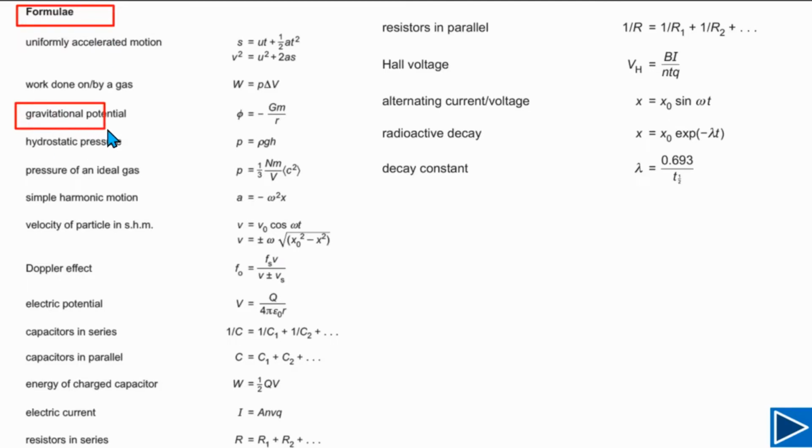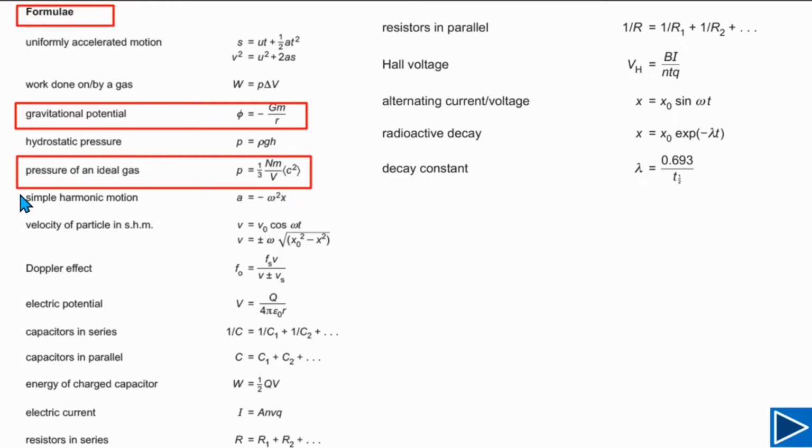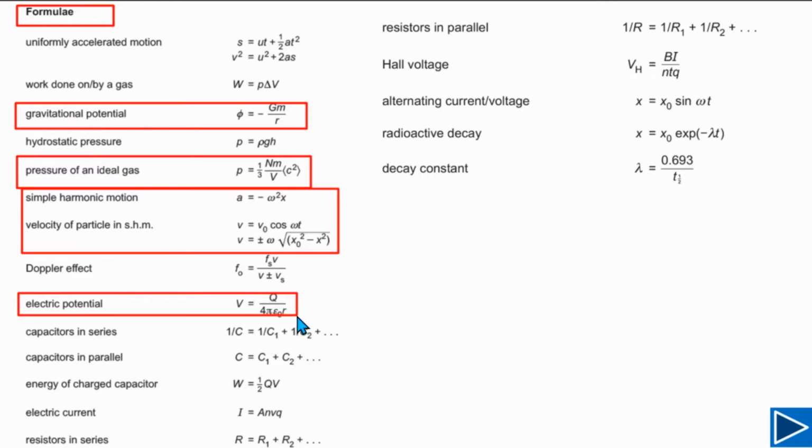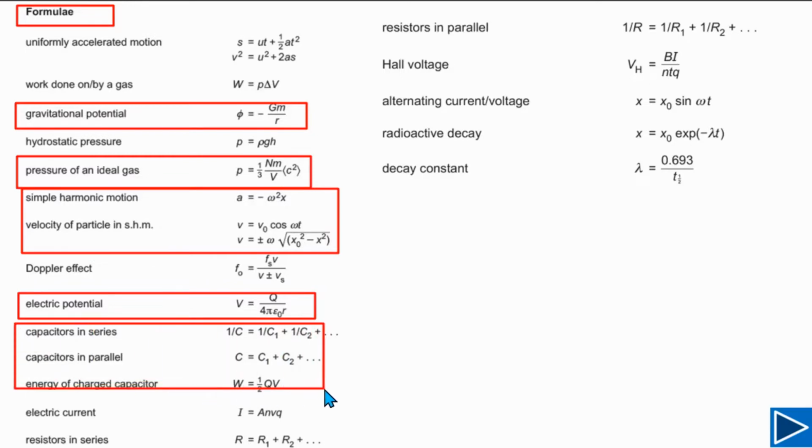The first formula for A2 physics is about gravitational potential, a very common one. Most of the time you will need this one for question number 1. And the next formula is from thermal physics, and the next two formulae are from simple harmonic motion, and the next one is from electric field, a very common one. You need this one for some calculations. And the next three formulae are from capacitance, a very common one. You will also need them for some calculations if there is any question about capacitors.